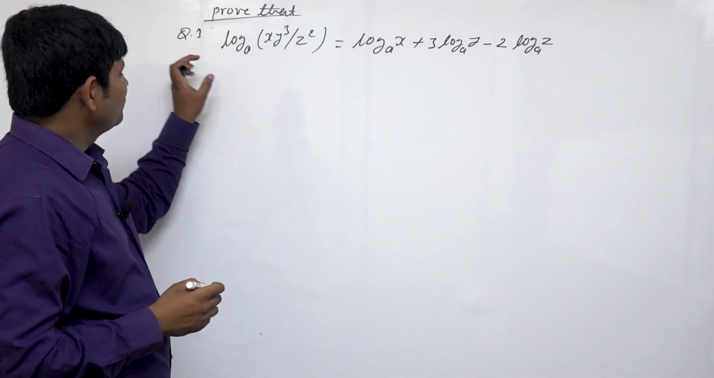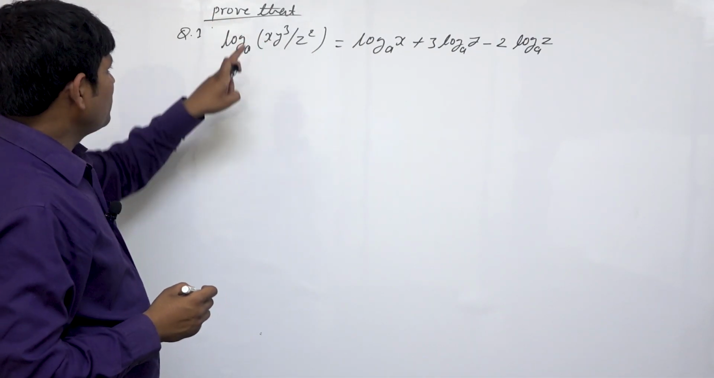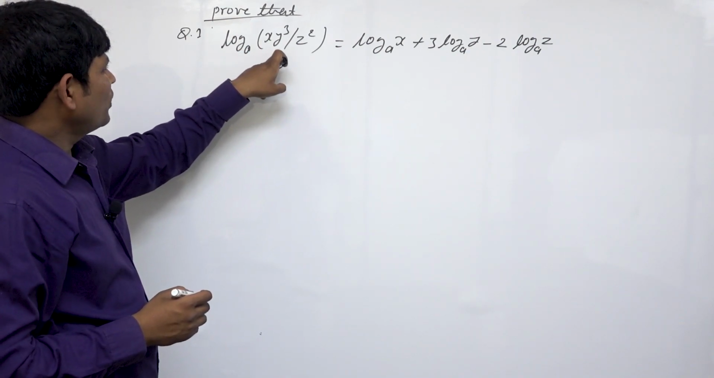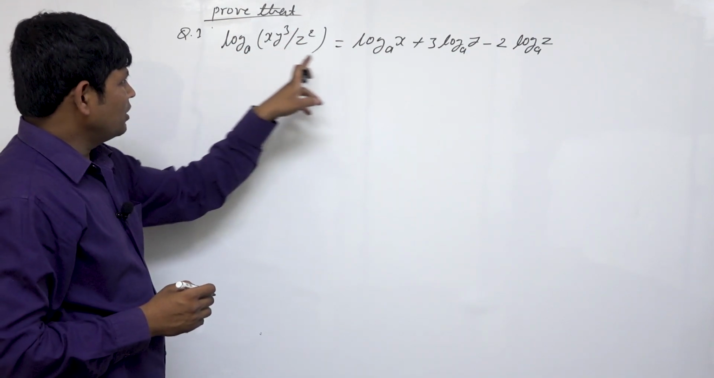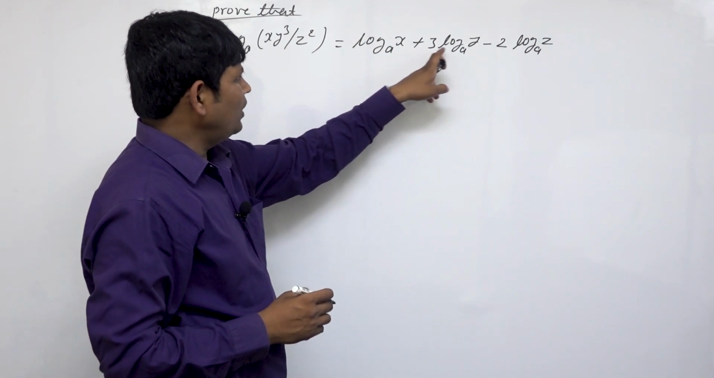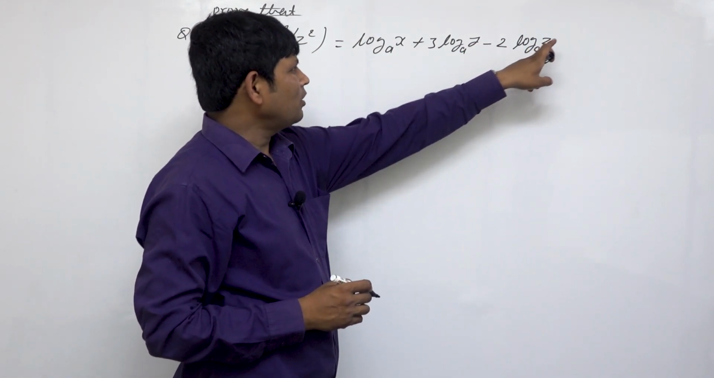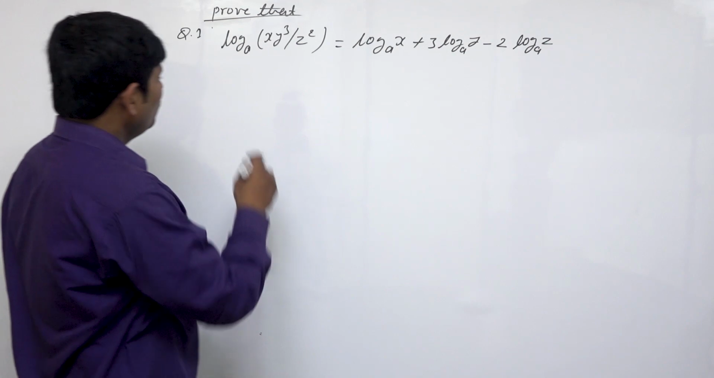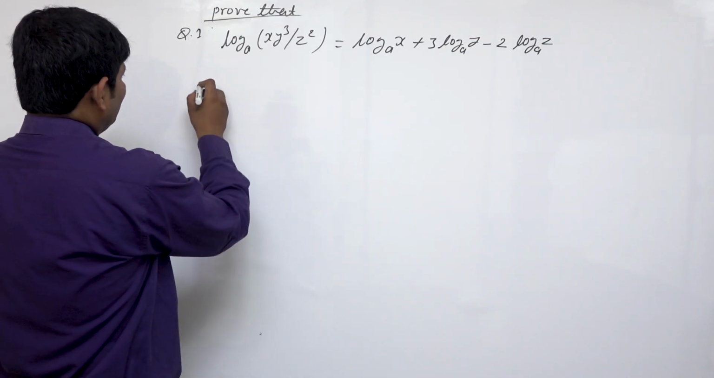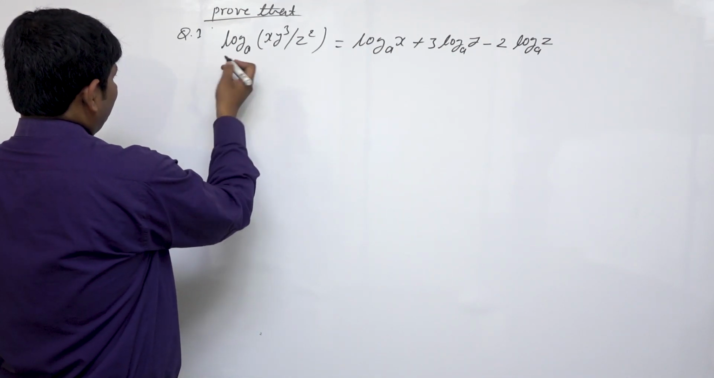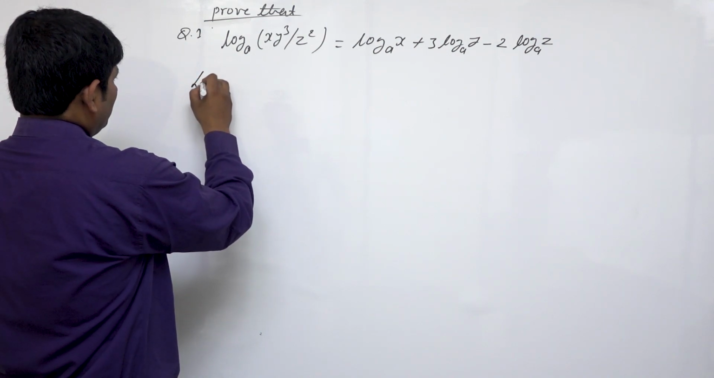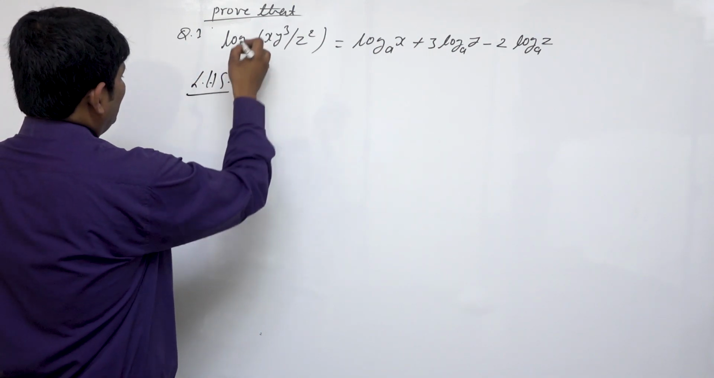Now, in a logarithm function, we have to prove that log of x y cubed over z squared to the base a is equal to log of x to the base a plus 3 log of y to the base a minus 2 times log of z to the base a. We have to prove that. So let's take the LHS first, the left hand side.